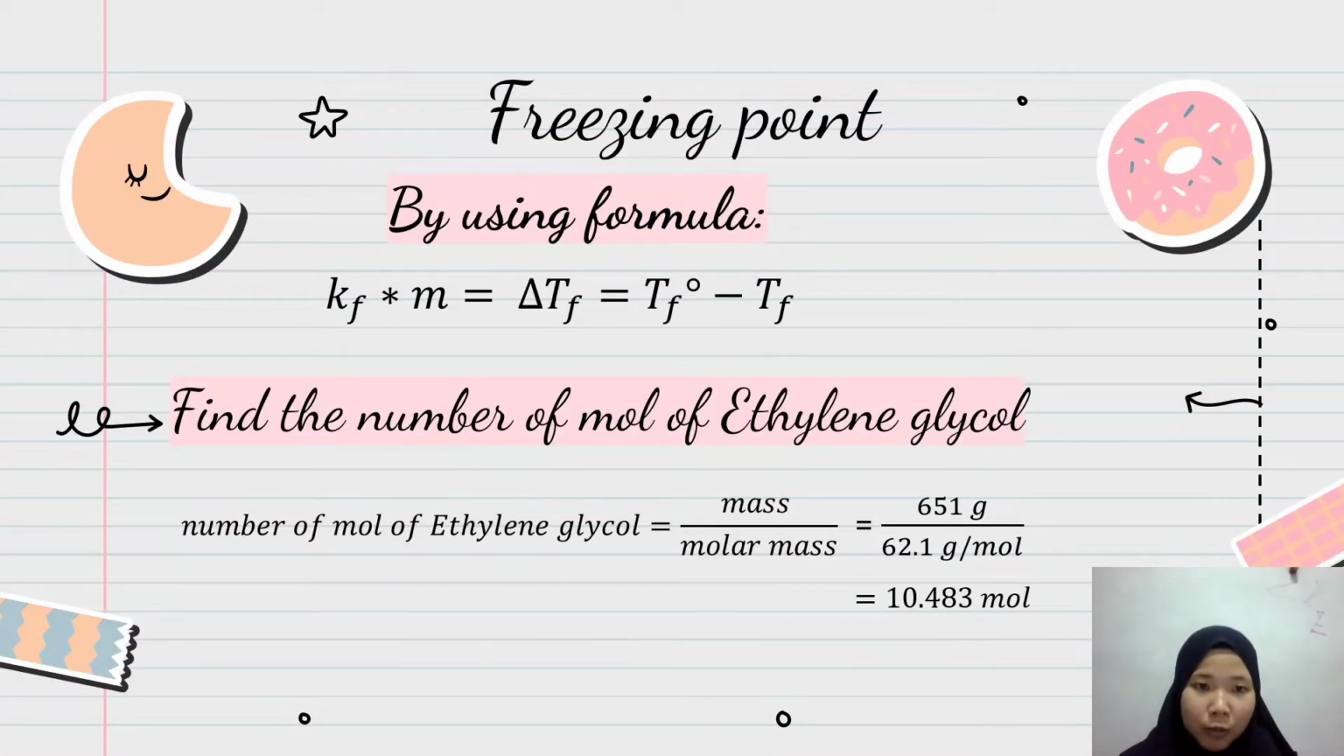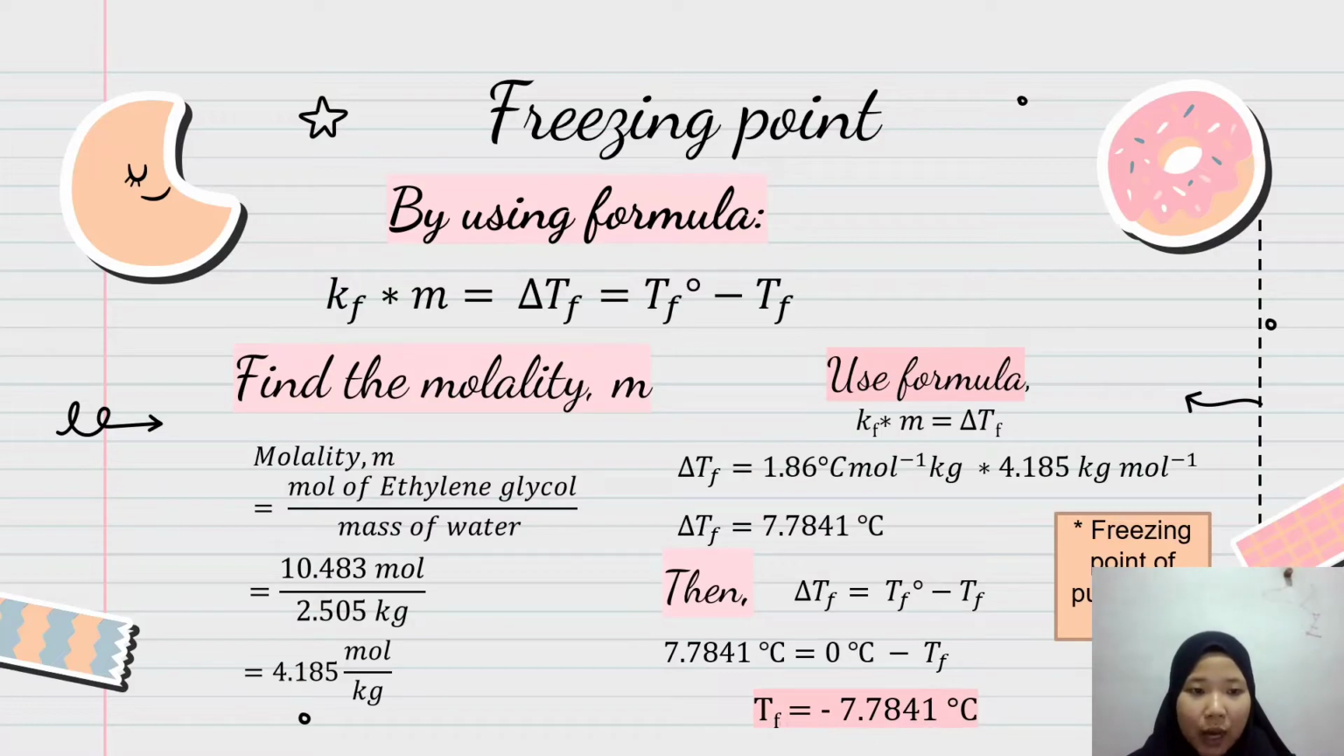In order to solve this problem, we have to use this formula, which is Kf times m equals delta Tf equals Tf naught minus Tf. So first, we have to find the number of moles of the ethylene glycol by using the formula of mass divided by the molar mass. And we got the answer, which is 10.483 mole. After that, we have to find the molality, which is small m, by using the formula moles of the ethylene glycol divided by the mass of the water. And we got the answer, which is 4.185 mole per kg. After that, we can finally use the formula, which is Kf times m equals delta Tf, and we got the delta Tf is 7.7841 degrees Celsius.